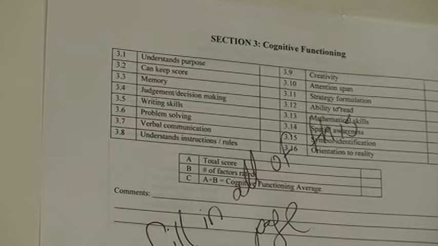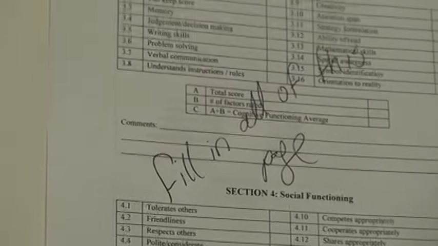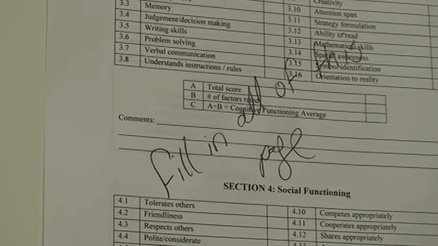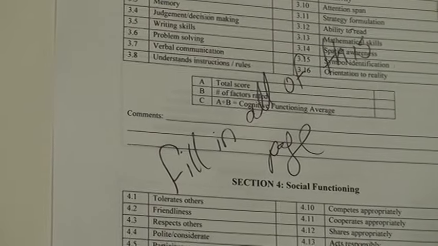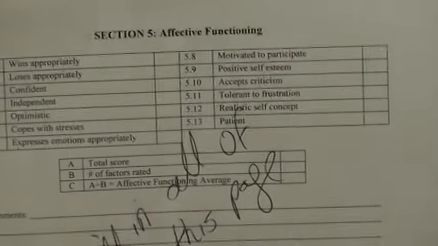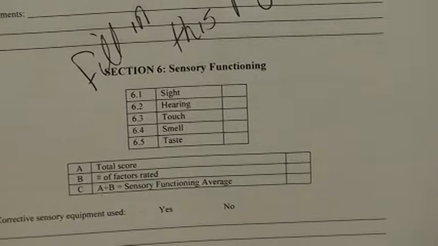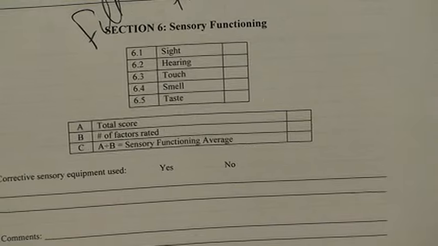Section 3, cognitive functioning, and 4, social functioning. Here, for the purpose of this video, I've just said you want to fill in all of that page as well. So just the same way you did it on the first page, you want to make sure that you've captured cognitive and social functioning in the same way. And then likewise with affective and sensory functioning. Okay, you want to make sure that you fill all of that in.